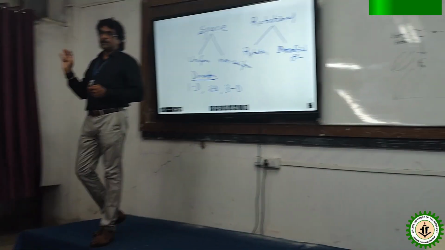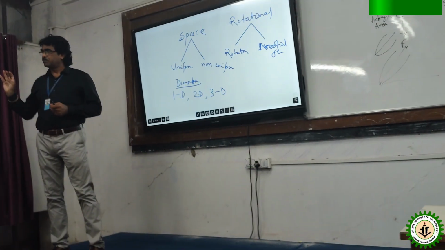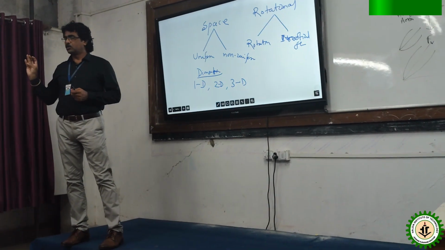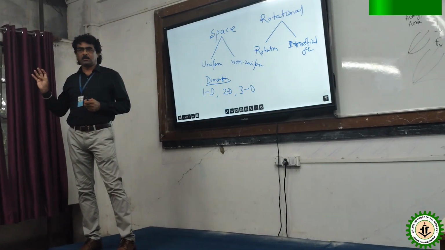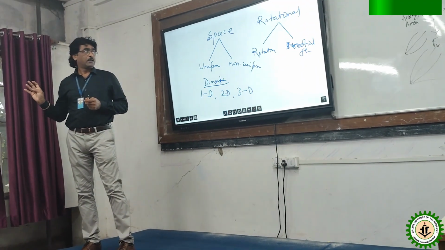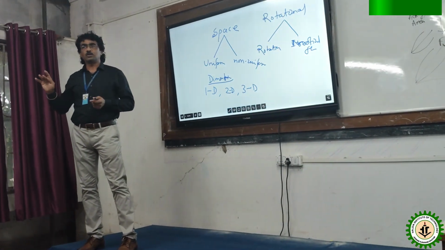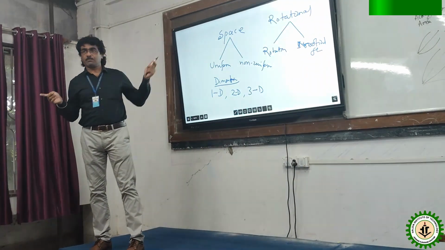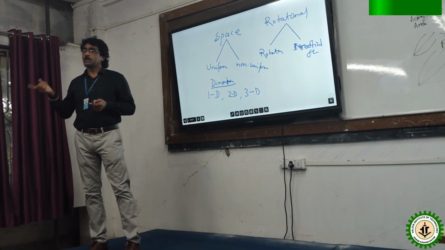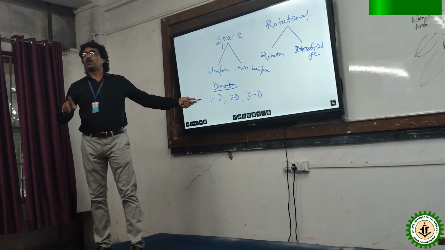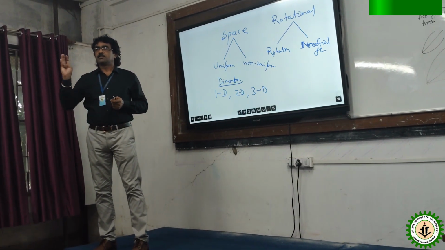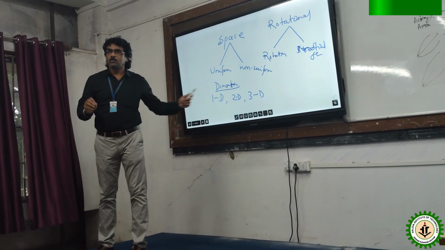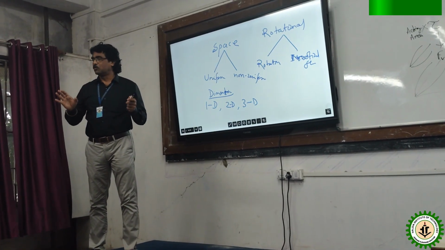Classification of flow: depending upon time, steady or unsteady; depending upon velocity, laminar and turbulent; depending upon density, compressible and incompressible flow; depending upon rotationality, rotational, irrotational; depending upon space, uniform, non-uniform; depending upon dimension, 1, 2, 3. Now make any combination: steady, uniform, 2 directional flow. It's up to you.